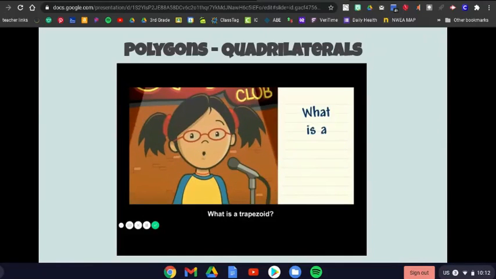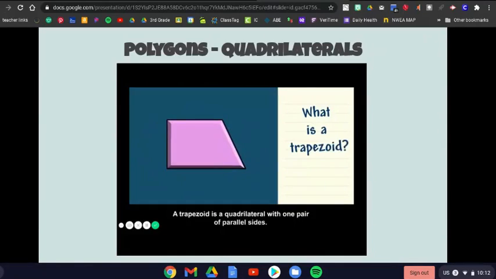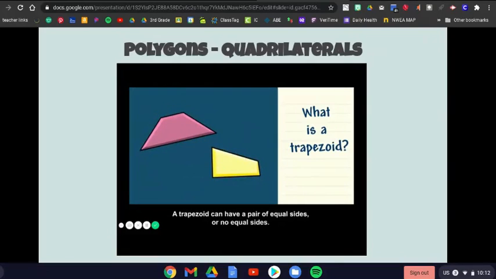What is a trapezoid? A trapezoid is a quadrilateral with one pair of parallel sides. A trapezoid can have a pair of equal sides or no equal sides.